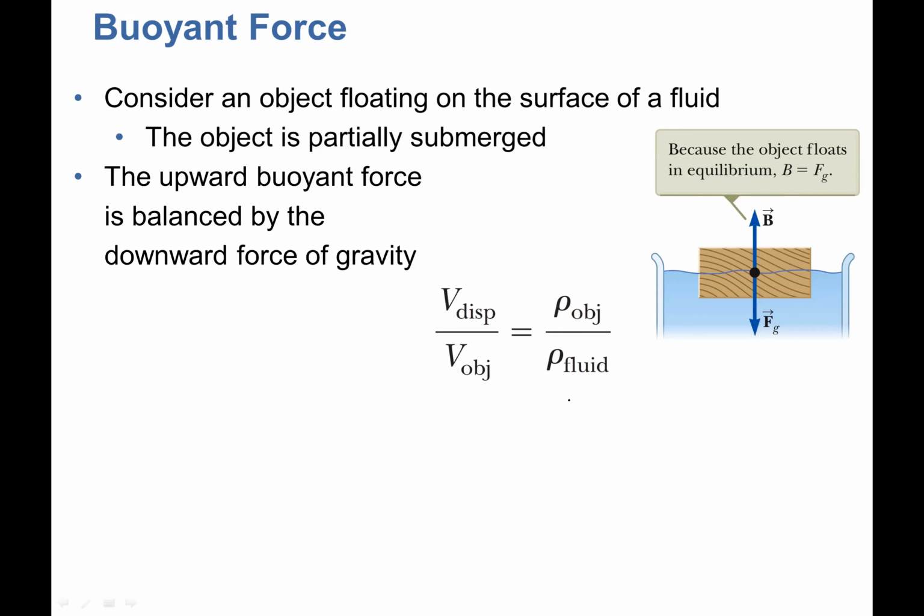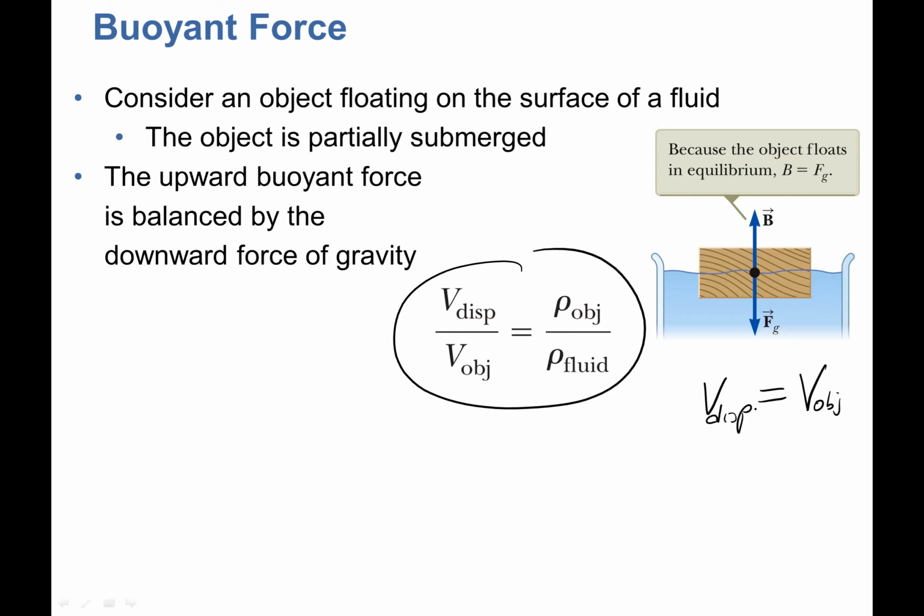We can calculate then how much water was displaced using this ratio, the ratio of the displaced fluid over the object's volume. And here the volume of the displaced fluid is not equal to the volume of the object. It's only equal to it when it's fully submerged. Then you can use this ratio to calculate.